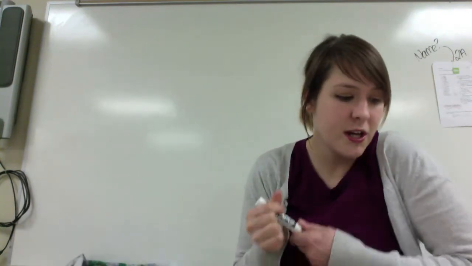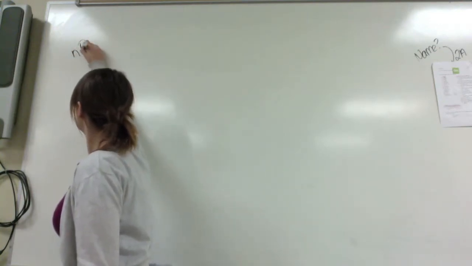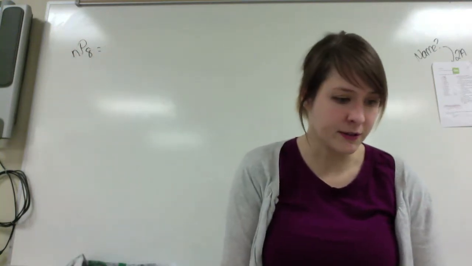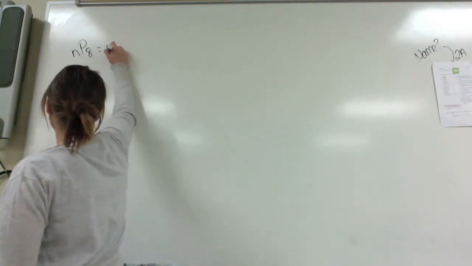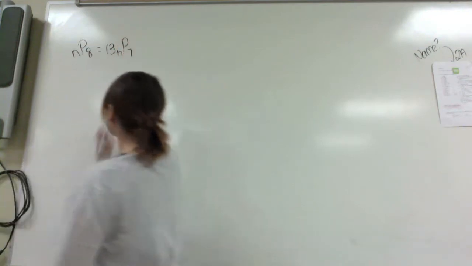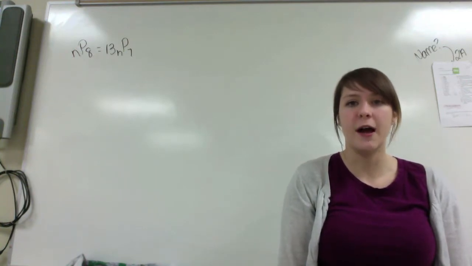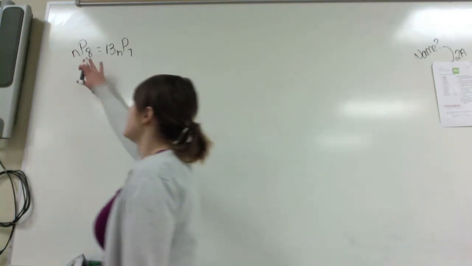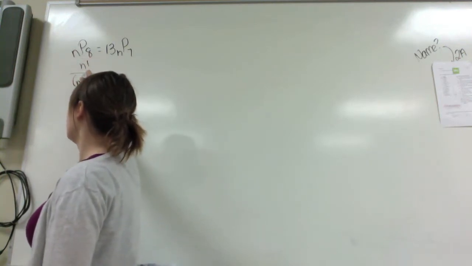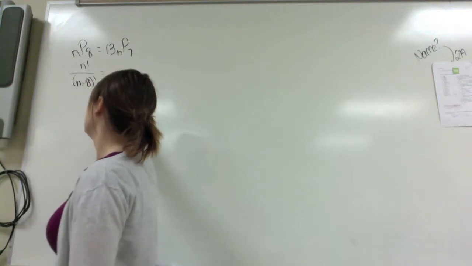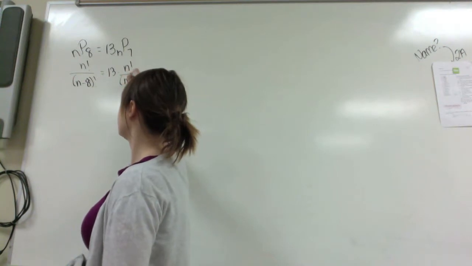Okay, so with this question, I've got n permutes 8 equals 13 times n permutes 7. So what I want to do is use my definition of a permutation in order to solve for n. If I rewrite this using my definition, that's n factorial over n minus 8 factorial, and over here I'm going to have 13 times n factorial over n minus 7 factorial.